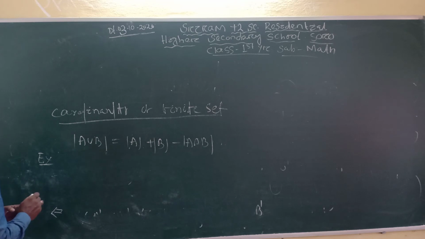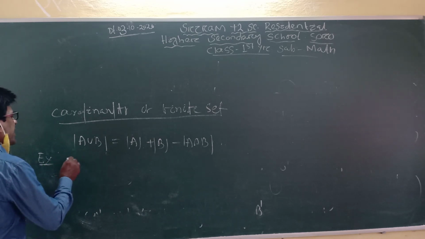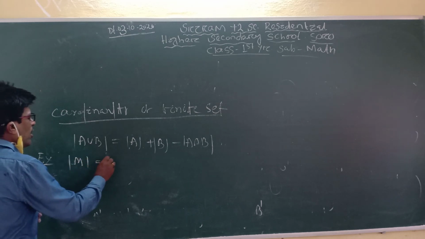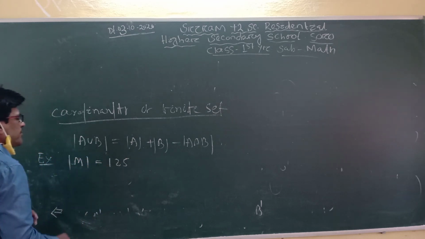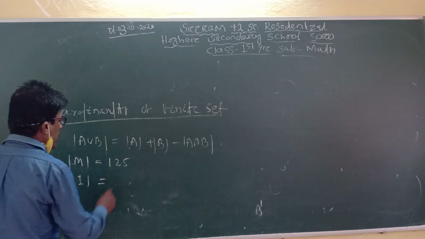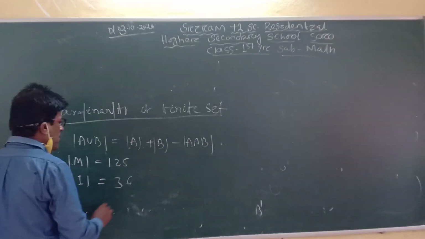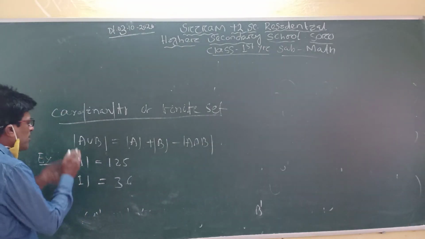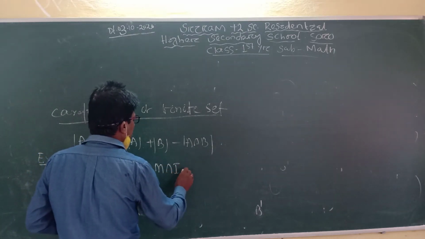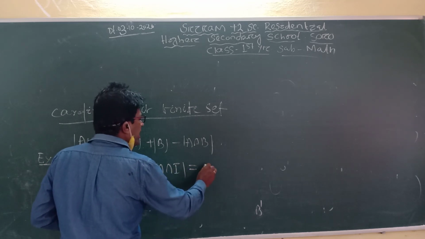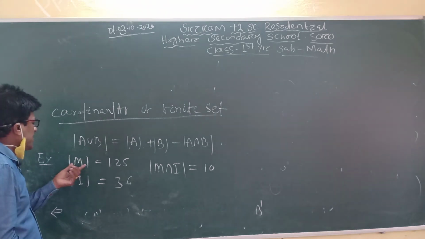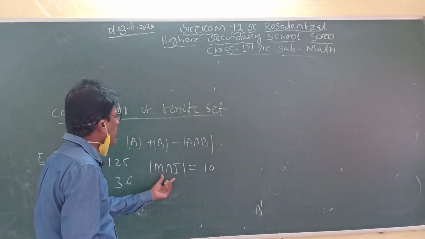The number of students of Shriram College taking mathematics, M, is 125, and IT is 36. But the common students between both mathematics and IT, that is M intersection I, is equal to 10. That means the students taking both mathematics and IT, that is common, are 10.